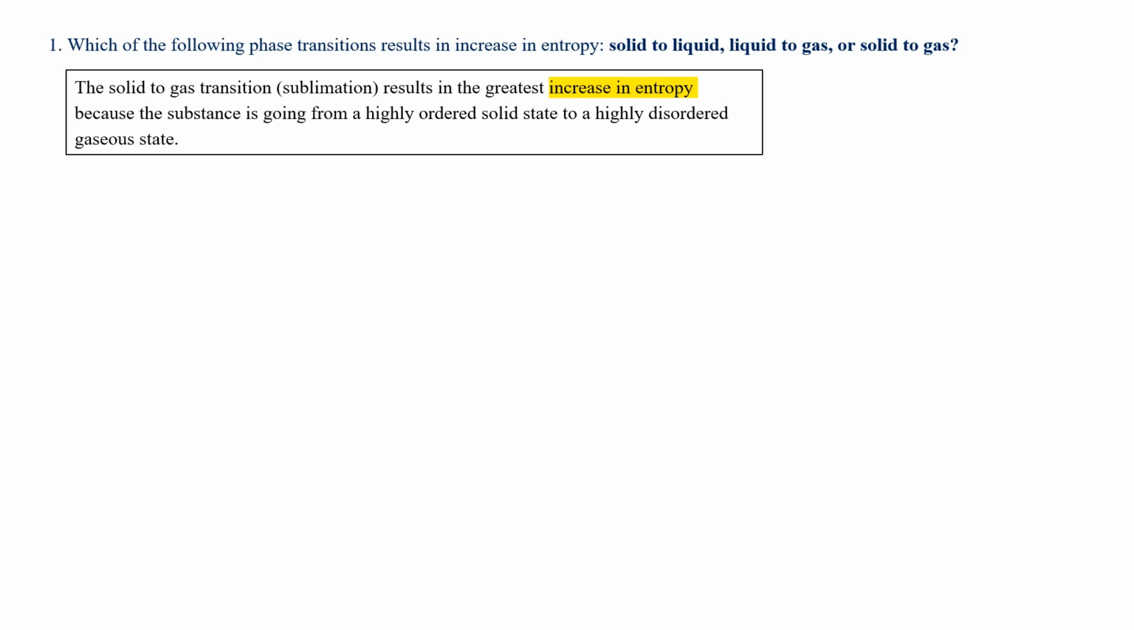The solid to gas transition we call sublimation, that is involved with increase in entropy among these three phase changes, because the substance goes from the highly ordered solid phase to the highly disordered gaseous phase in the sublimation phase transition. The entropy is highest in the gas phase, the entropy is lowest in the solid phase. Entropy is intermediate in the liquid, between the solid and the gas phase.